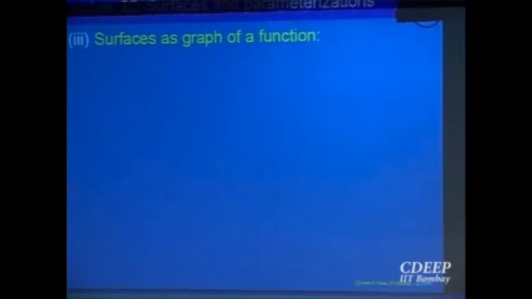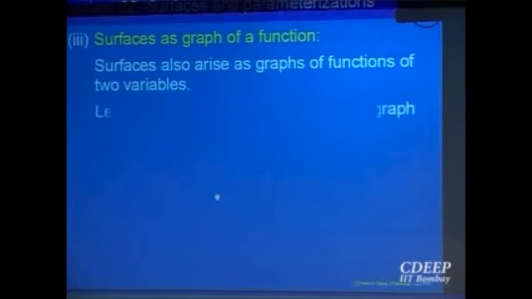Come back to our examples of surfaces. We have surfaces which are called linear surfaces. Then we have quadratic surfaces. Also, let us try to see surfaces which we have seen earlier, namely the graph of a function of two variables. So let us look at a surface S.